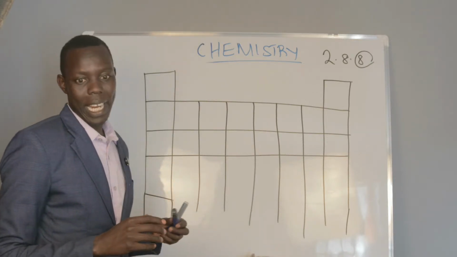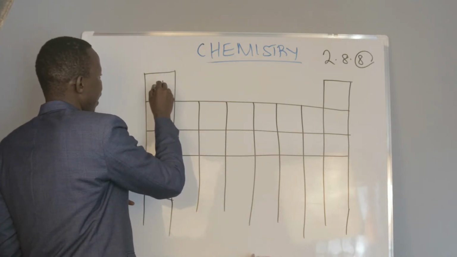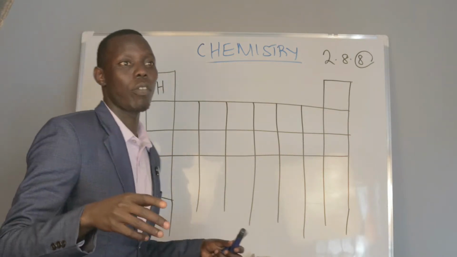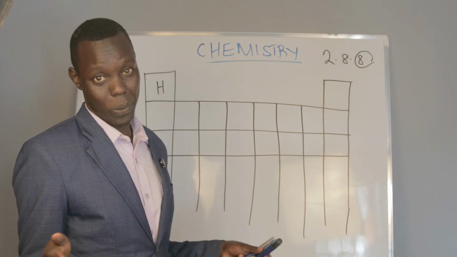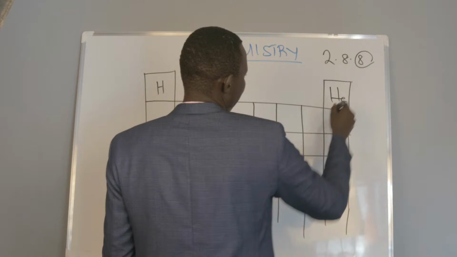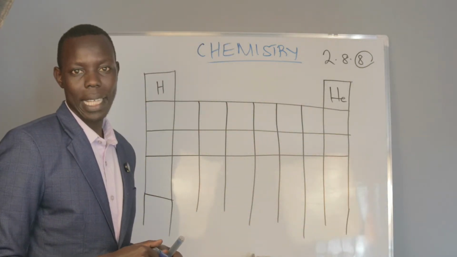Now, I want us to place elements. This one, I want to write hydrogen. The symbol for hydrogen is H, not H2. H2 is the symbol for hydrogen molecule. Are you together? Then we have helium. Helium here. And when writing these elements, you must be giving their mass numbers and the atomic numbers.